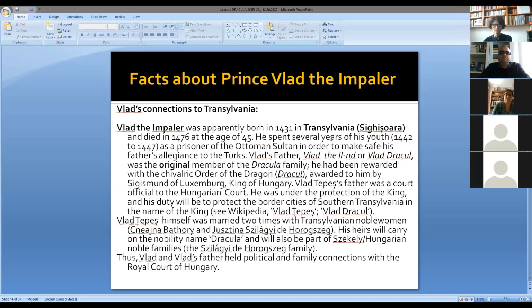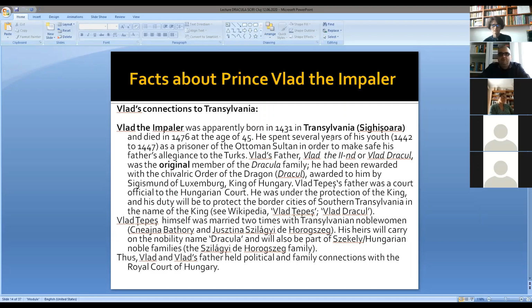More facts about Vlad the Impaler. He had political connections and historical connections to Transylvania. First, he was allegedly born in Transylvania, in the town of Sighișoara, in 1431, and died in 1476 at the age of 45. He spent several years of his youth, from 1442 to 1447, as a prisoner of the Ottoman Sultan in order to make safe his father's allegiance to the Turks.